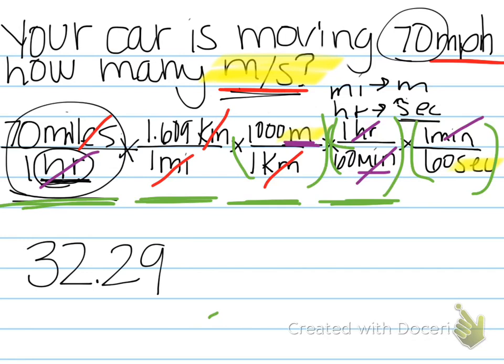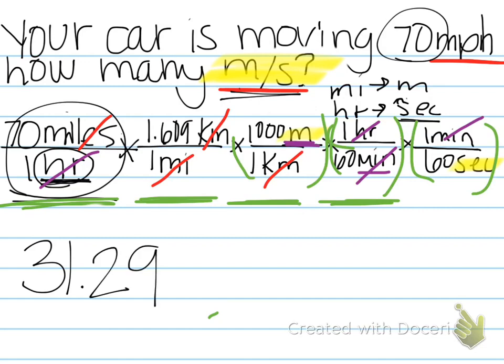70 times 1.609. Nope. Did something wrong, punched in the calculator wrong. 31.29. 31.29. And my units are, you got to go back in our problem here. I know there's a lot going on. It's highlighted for us, meters per second.